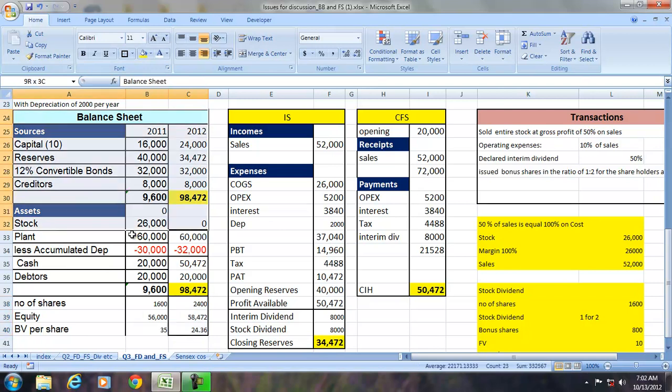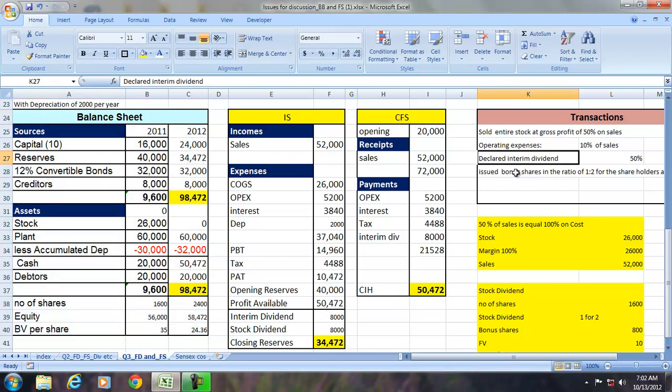So every transaction, every business decision that we see or take up will have an effect on the financial statements. And the focus of this particular exercise was to understand how the dividend, both cash dividend and the stock dividend, affects the book value per share.